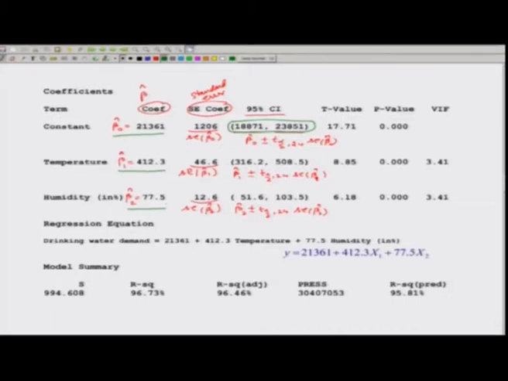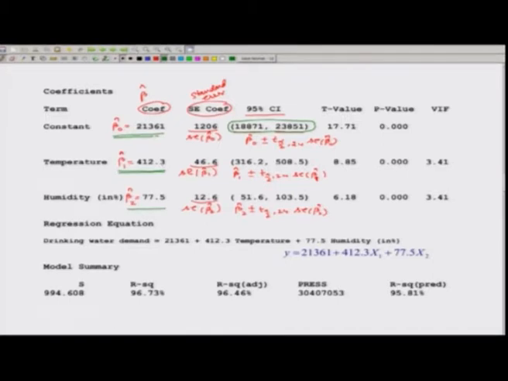The physical interpretation of beta hat naught is the following: when x1 is equal to 0 and x2 is also equal to 0, then the average value of y is going to be 21361, right. And similarly, the physical interpretation of beta 1 hat is that when there is a unit change in the value of x1, for example, in this case x1 is the temperature, so when the temperature changes by 1 degree centigrade, then the change in the average value of y is 412.3.